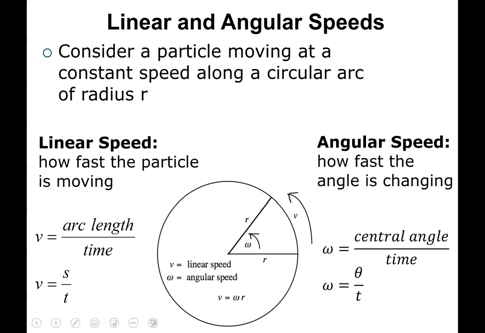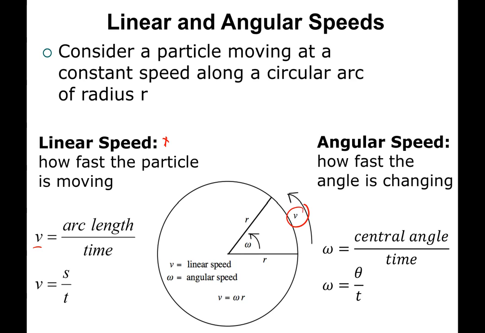So again, after you have found an arc length and after you have found how to calculate the radian measurement, you're going to be asked to find linear and angular speed. So again, this is really where that physics connection comes in. So consider a particle moving at a constant speed along a circular arc of radius r. You could be asked to find the linear speed, which is how fast the particle is moving. That is denoted with the letter v. It's equal to the arc length divided by time. And again, arc length is represented by the letter s.